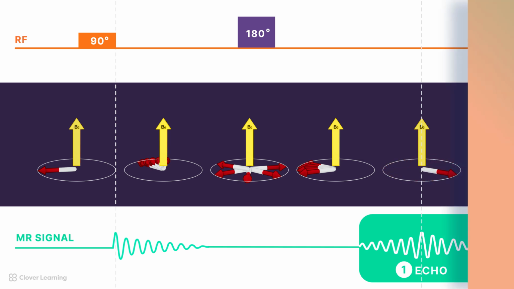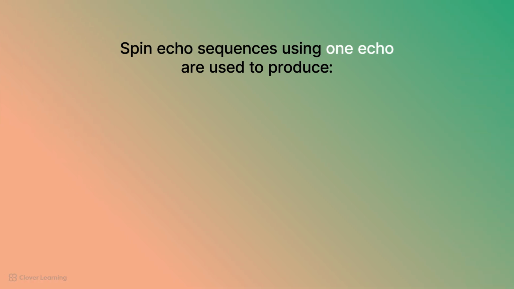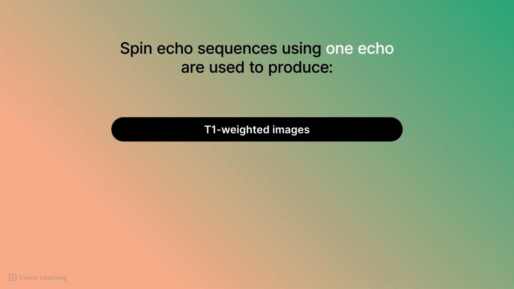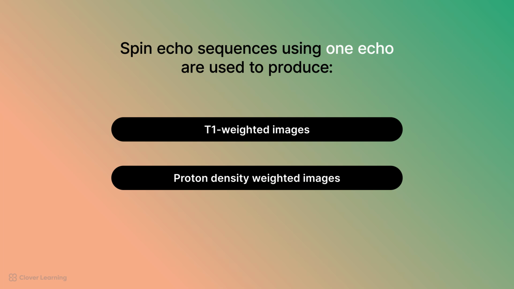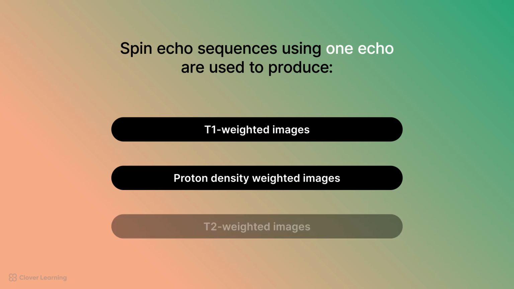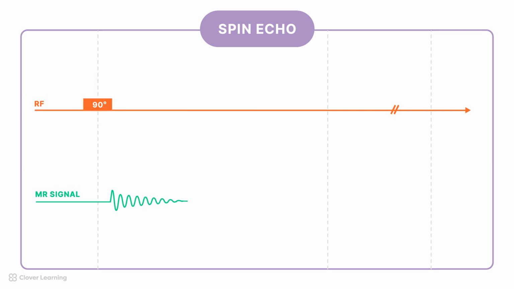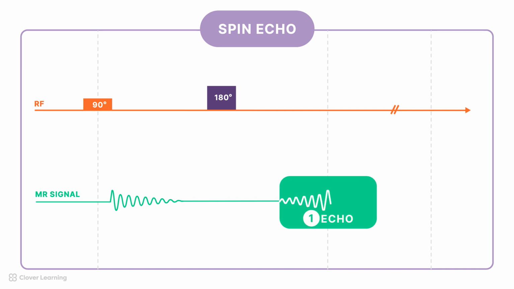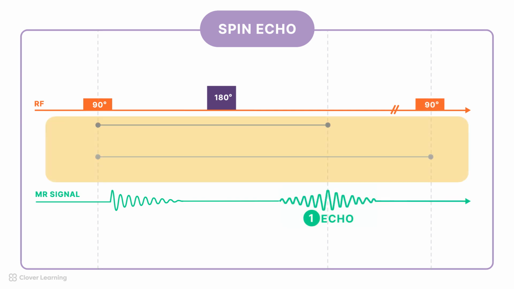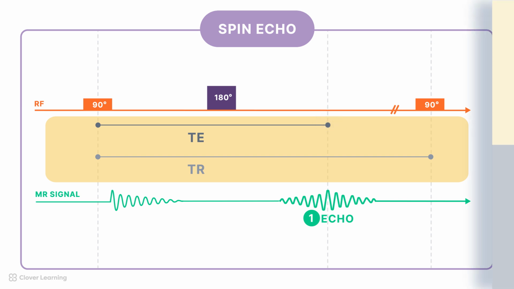Let's go more in depth on this concept. Spin echo sequences using one echo are used to produce T1 weighted images, proton density weighted or PDW images, and T2 weighted images. After the initial 90-degree RF excitation pulse, a single 180-degree RF rephasing pulse is applied that generates a single spin echo. Remember, TR is the time between RF excitation pulses, and TE is the time from the start of the RF excitation pulse and the peak of the signal from the spin echo.